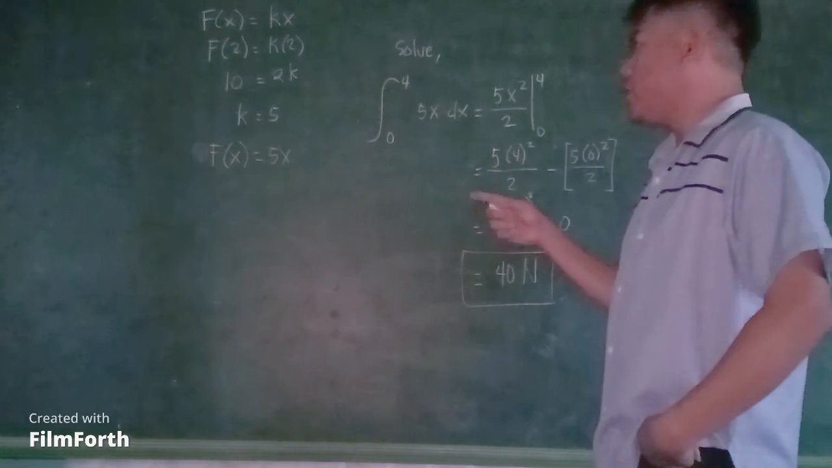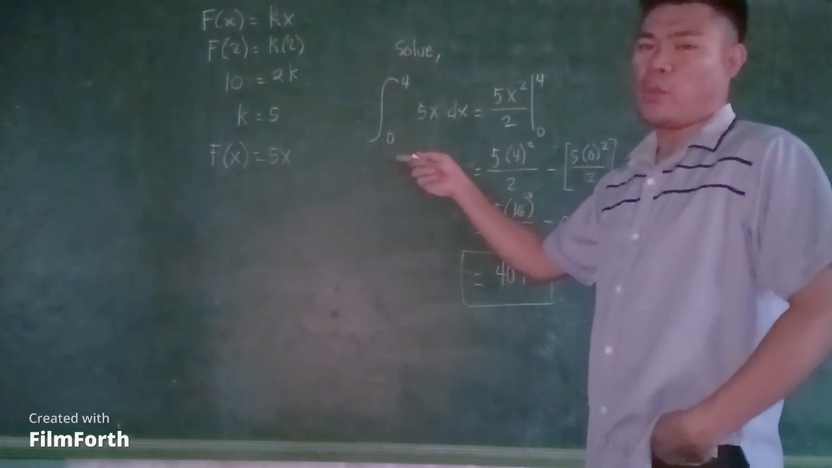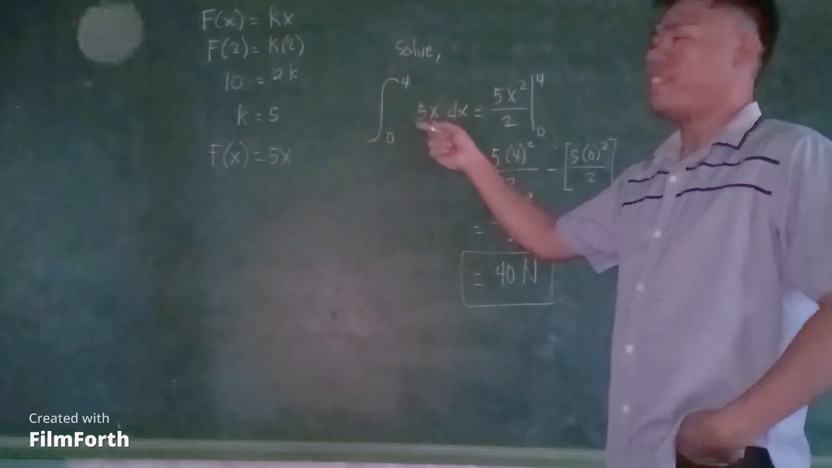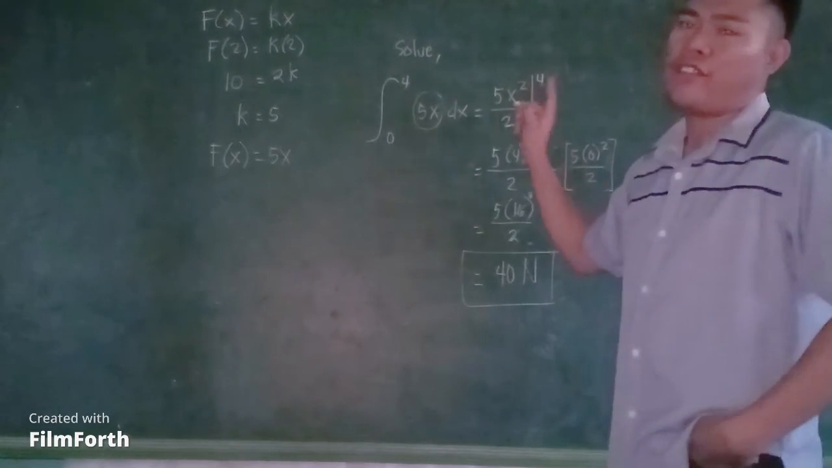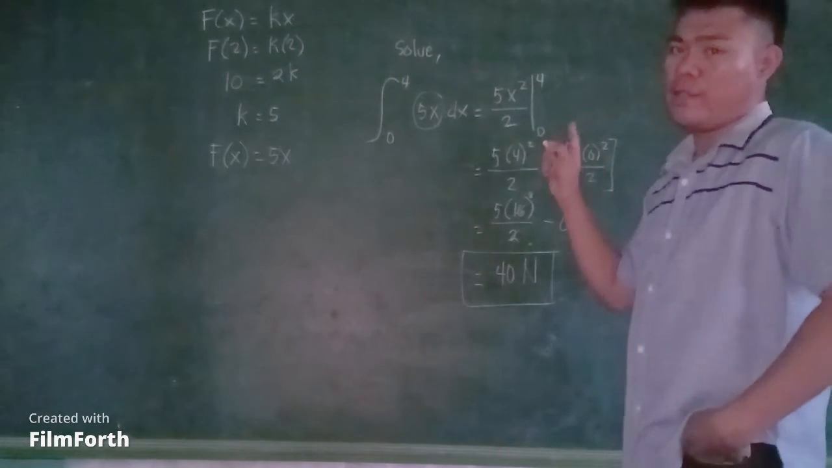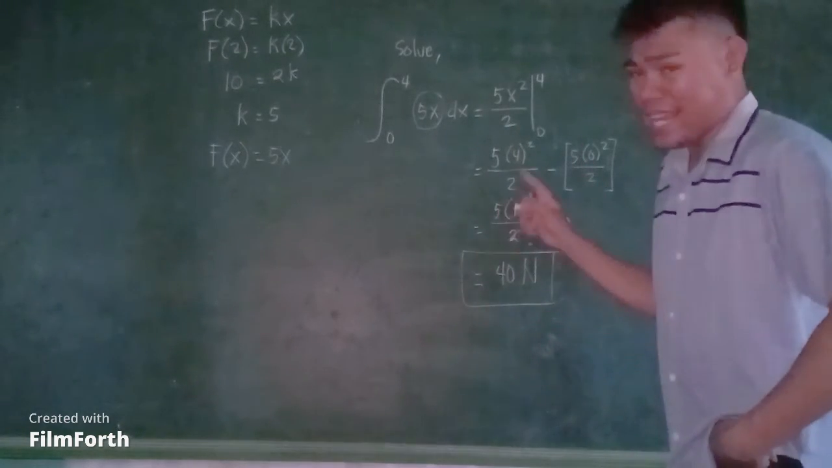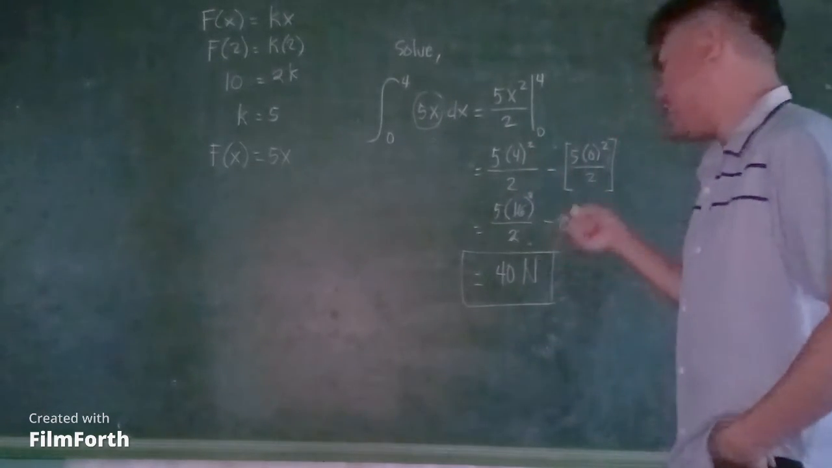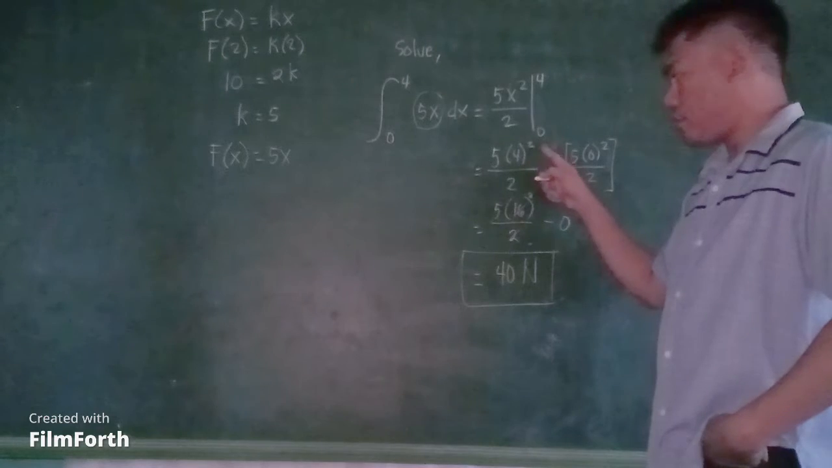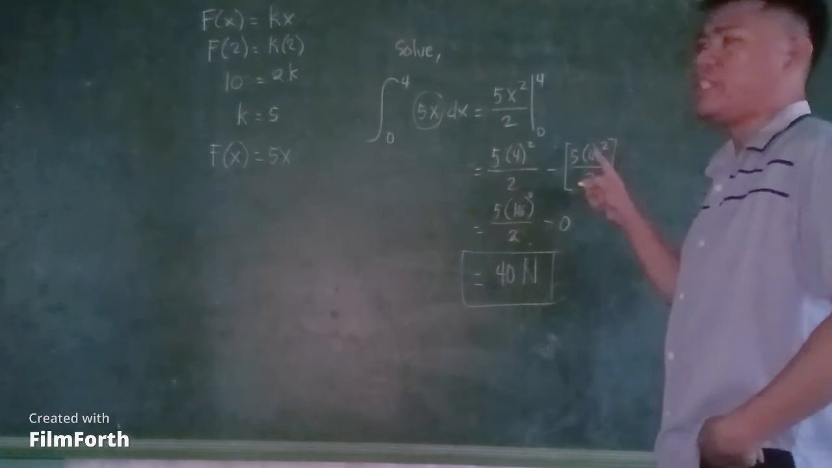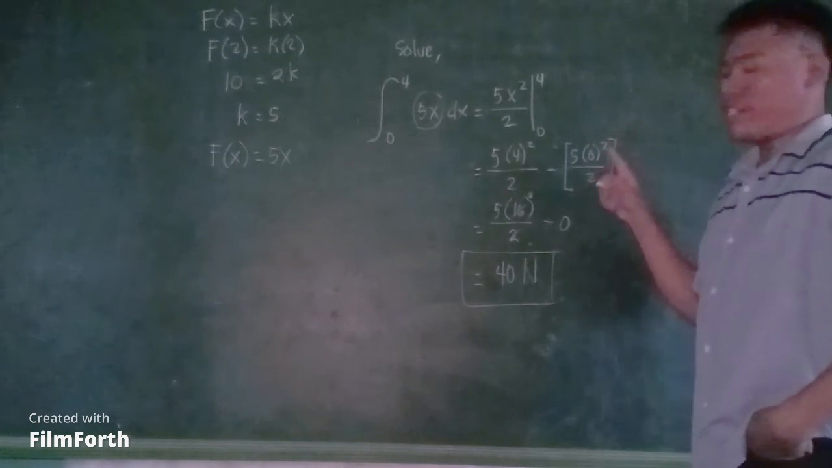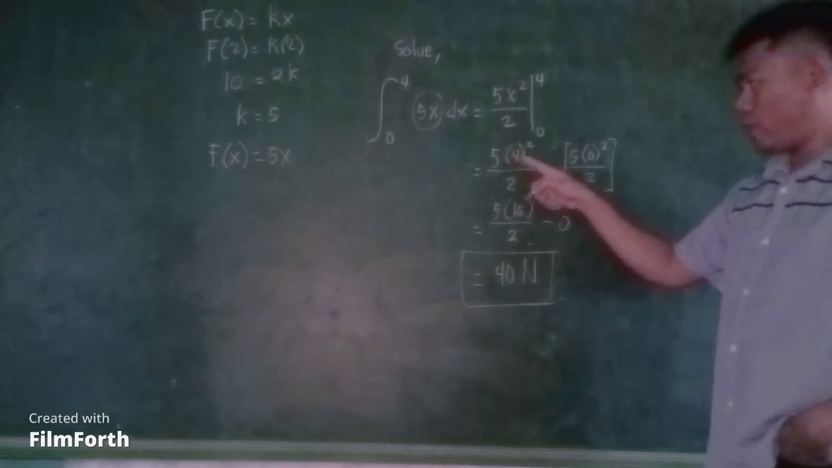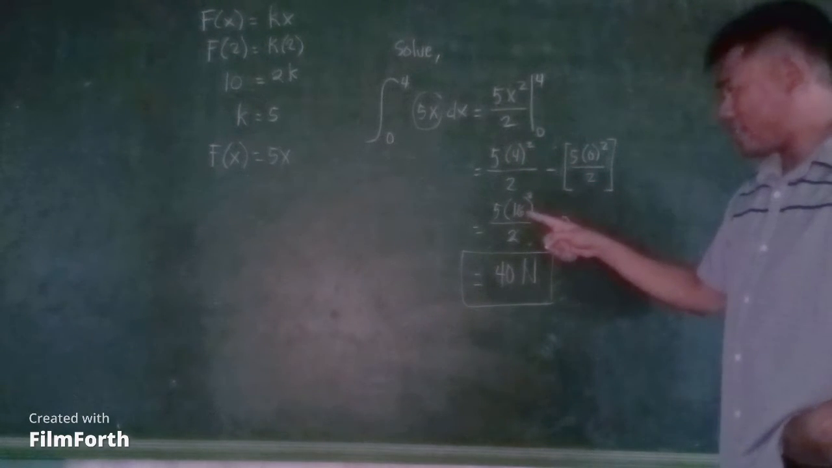We're going to find the antiderivative of 5x dx evaluated from 0 to 4. So we have 5x squared over 2 with the limits from 0 to 4. Next we're going to substitute the upper limit minus the lower limit. So we have 5 times 4 raised to 2 over 2, minus the lower limit, 5 times 0 squared over 2.